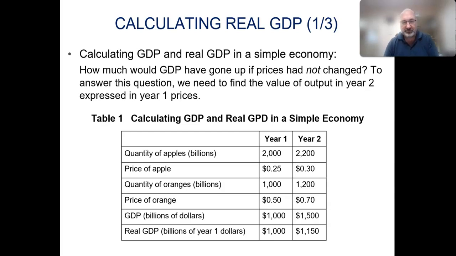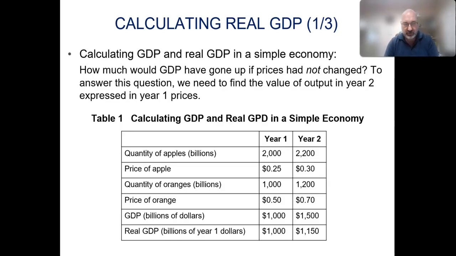So in year 1, I'm producing 2,000 apples at a price of 25 cents. I'm producing 1,000 oranges at 50 cents. So my GDP in billions of dollars is 1,000. My real GDP, because year 1 is my base year, is 1,000. Year 2, I'm producing 2,200 apples at a price of 30 cents. We have inflation, ladies and gentlemen. I'm producing 1,200 oranges at a price of 70 cents. Once again, we have inflation in oranges as well.